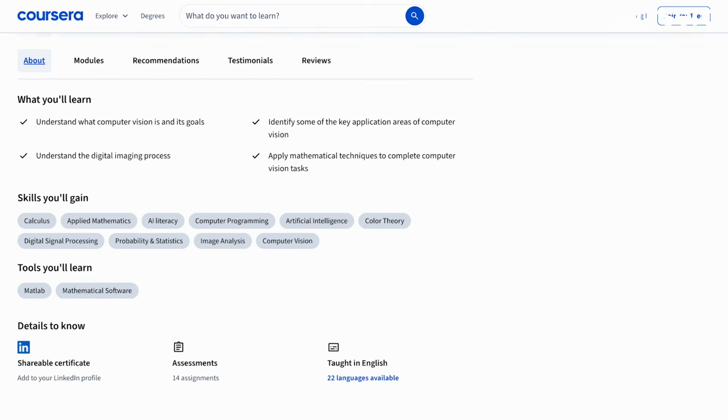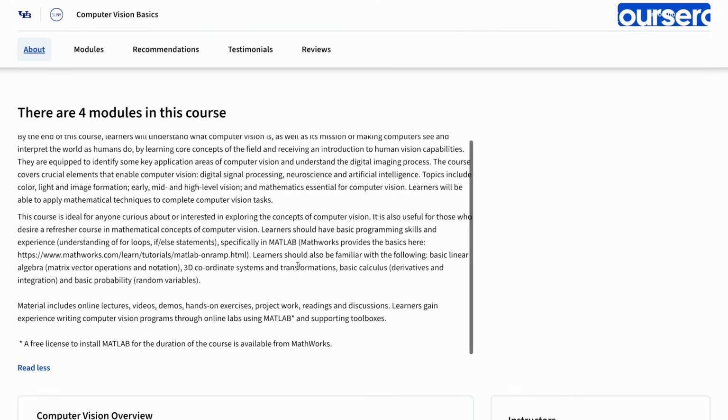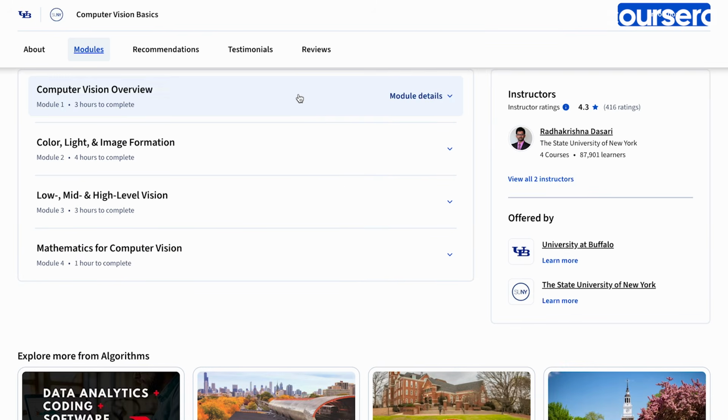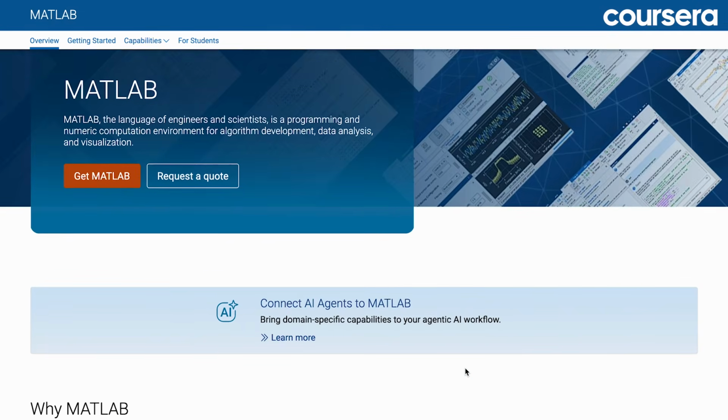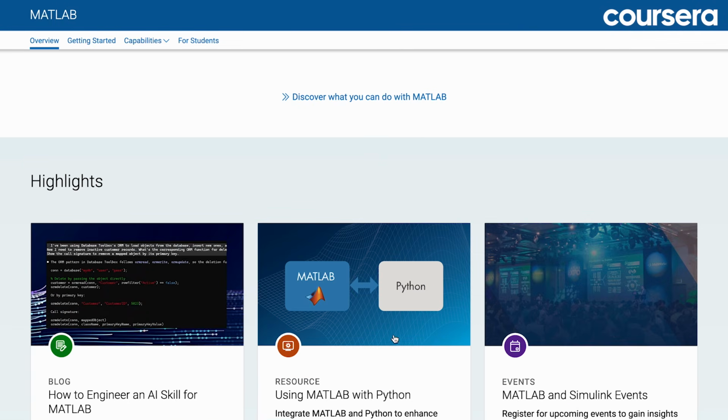The Computer Vision Basics course, offered by the University of Buffalo on Coursera, covers all of these concepts and introduces the mathematical foundations behind these systems. Topics like linear algebra, calculus, and probability help explain how models process and transform data. These concepts support the algorithms that make visual recognition possible. You'll also gain hands-on experience working with tools like MATLAB. Through guided exercises, you can explore how images are processed, how color channels are separated, and how features are detected.